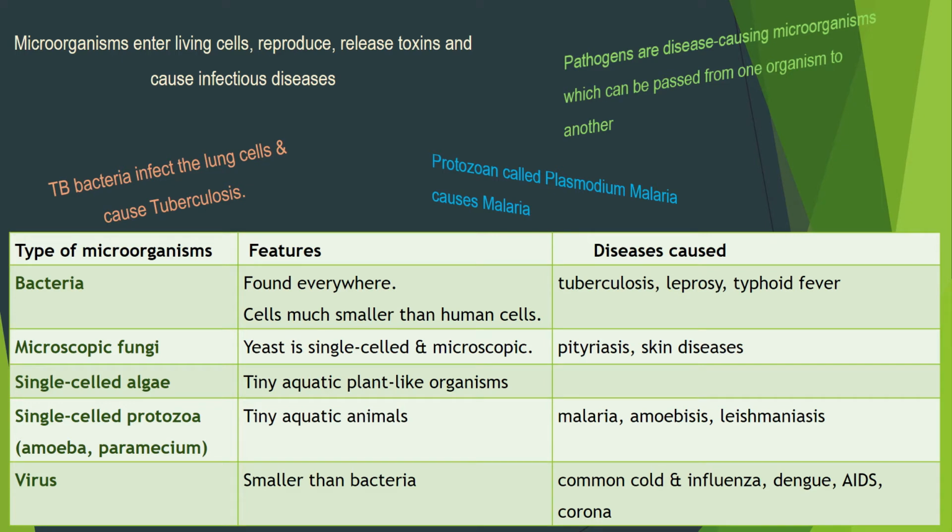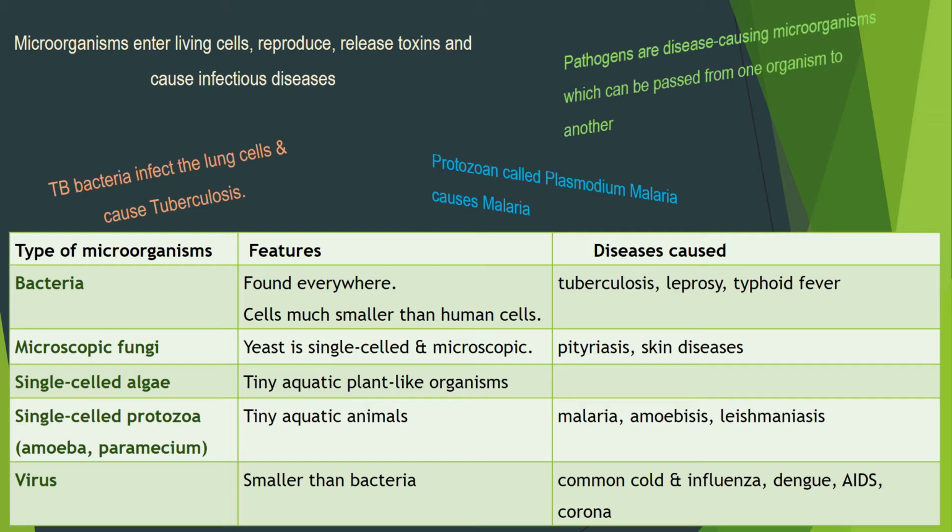This table shows the types of microorganisms, their features and diseases caused by them. Bacterial cell is much smaller than human cell. Fungi, yeast is single-celled fungi and microscopic. Algae, they are tiny aquatic plant-like organisms. Protozoa, they are tiny aquatic animals. Viruses are smaller than bacteria.